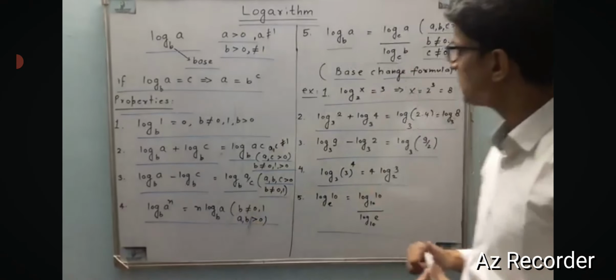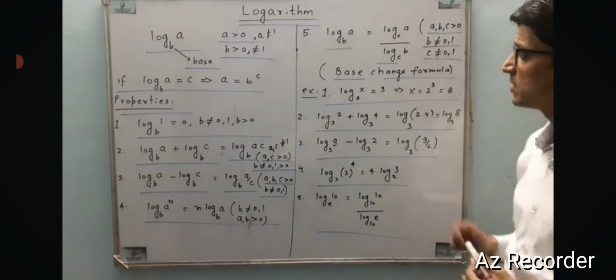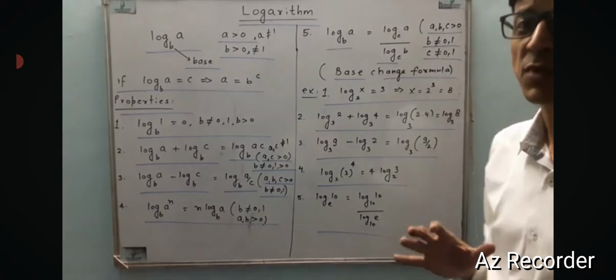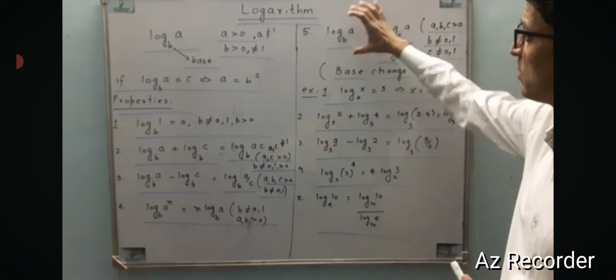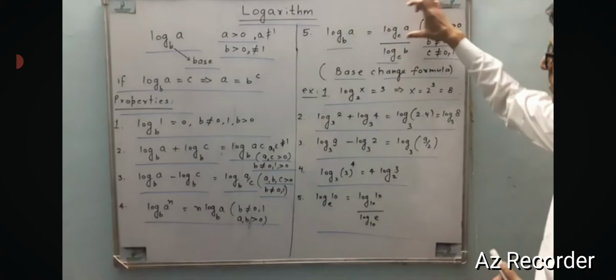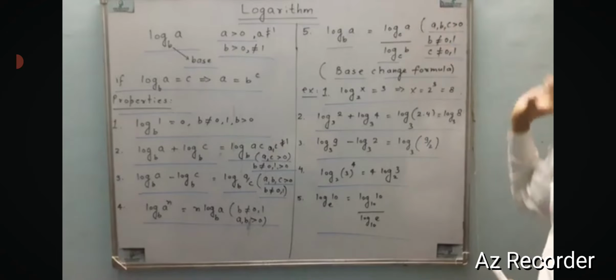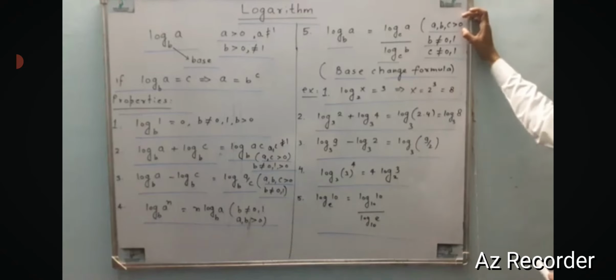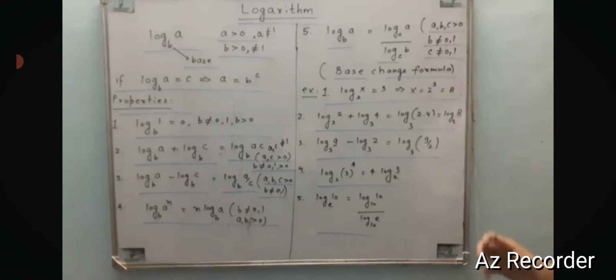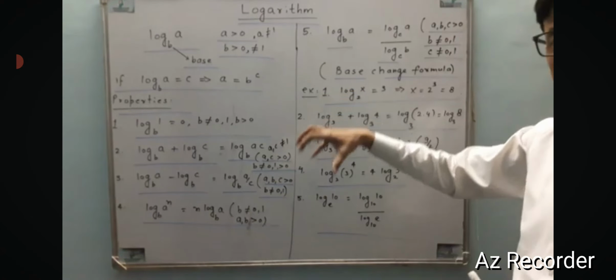Next is the most important result, which is called the base change formula. Log a to the base b can be written as log a to the base c divided by log b to the base c, under the restriction that these all are positive, b is not equal to 0 or 1, and c is also not equal to 0 and 1. Now let's apply what we have learned in these questions.